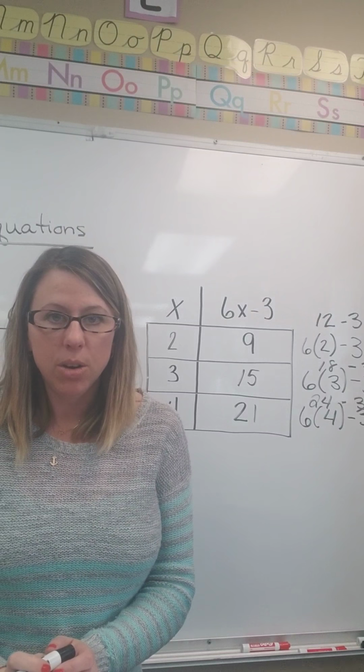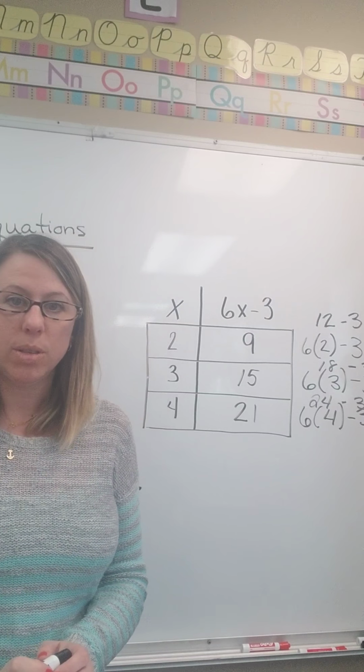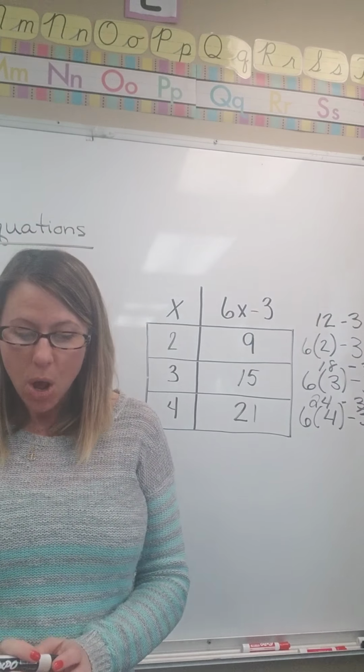Now on your work today, you're going to have a couple tables like this. They're going to use different numbers. One of them is going to be division, and I just want to make sure that you guys understand what to do. So it's x over 4 minus 3. And you have x on this side, and you're going to substitute it in for different numbers.